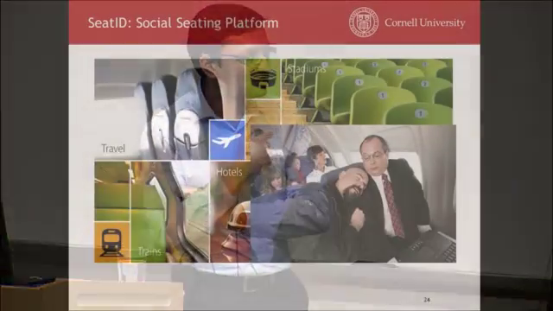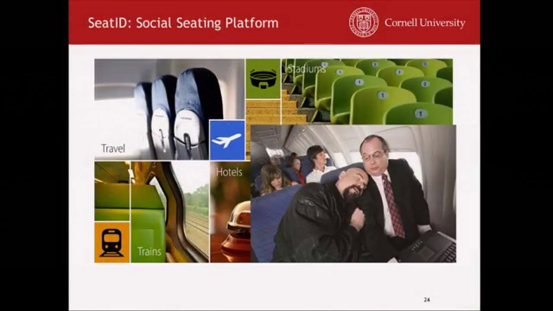So Seat ID is basically a social seating platform which provides social plugins so that you can choose who you sit next to in a flight. It may be one of your friends. You can specify a constraint like I want to sit next to someone else from Microsoft Research or another technical guy. Of course, you do not want to be in situations like this.